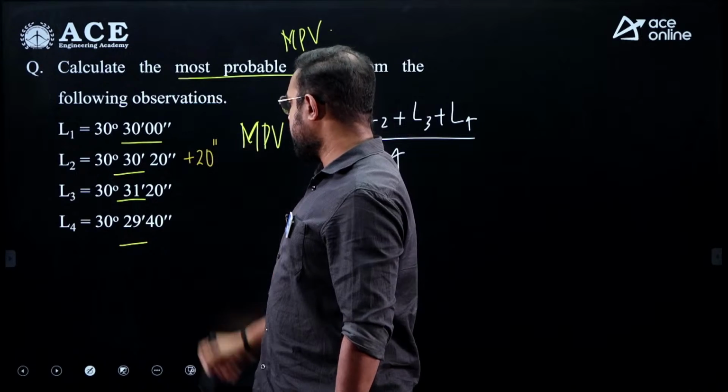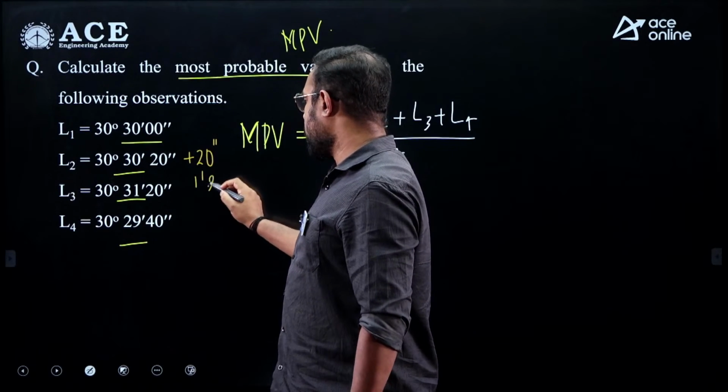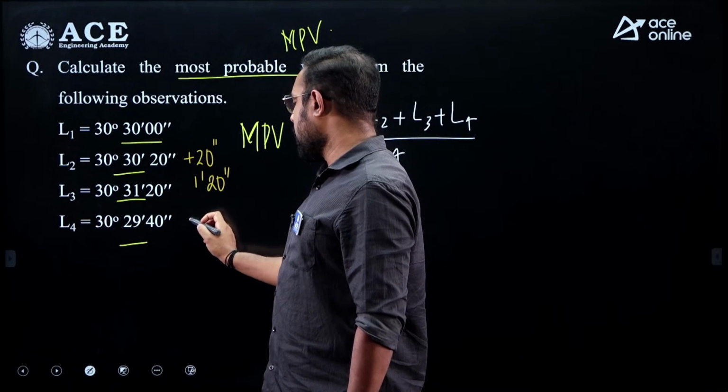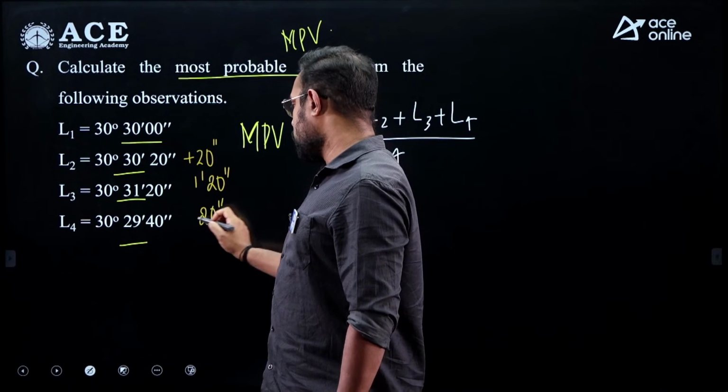20 seconds. This is more than 30 by how much? 1 minute and 20 seconds. This is less than 30 degrees 30 minutes by how much? 20 seconds. Okay. So, minus.